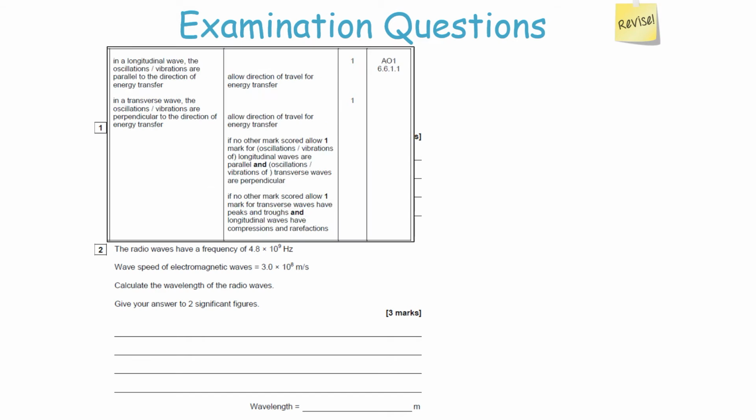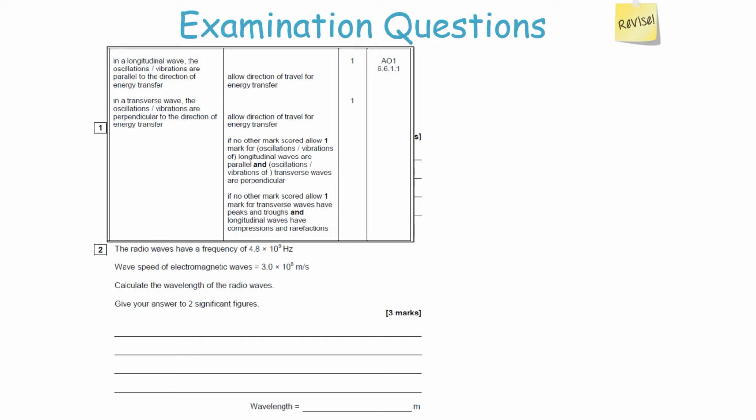Right, so you've got to learn the definition of transverse waves and longitudinal waves. So in a longitudinal wave, the oscillations or vibrations are parallel to the direction of energy transfer or propagation, whilst in a transverse wave, the oscillations or vibrations are perpendicular to the direction of energy transfer or propagation. It's very important you can state what is perpendicular and what is parallel for longitudinal and transverse waves. It's always oscillations to energy transfer.